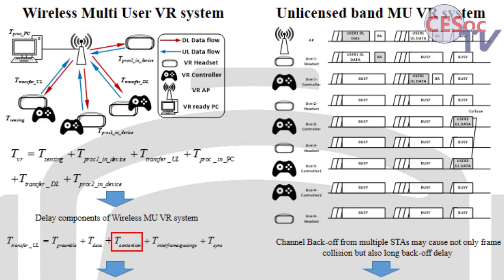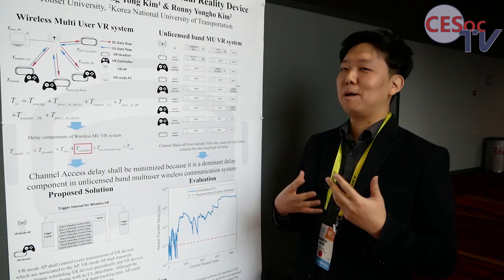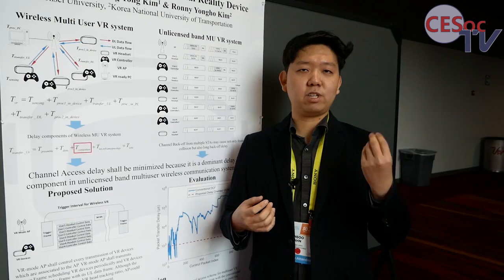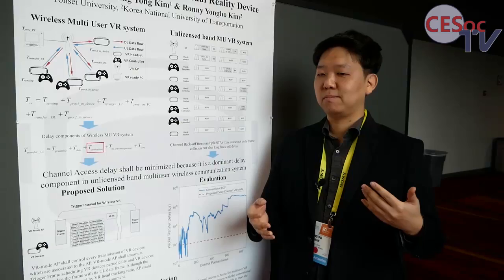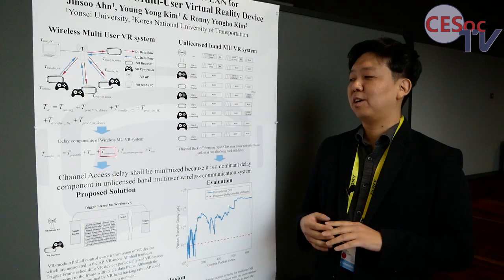To solve this problem, I want to suggest a more powerful VR mode AP. This VR mode AP can transmit its trigger frame to accommodate its UL frames. Thanks to this VR mode AP, the contention delay of this component, in this case, could be really reduced.